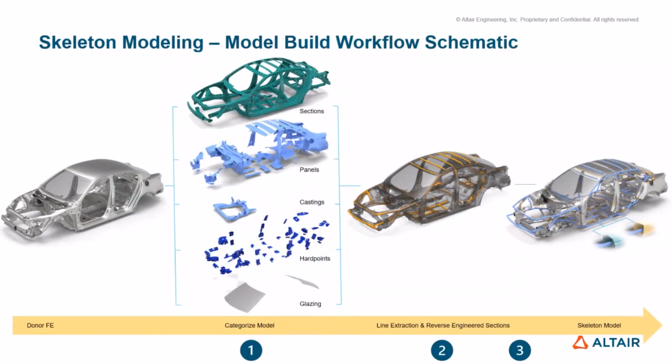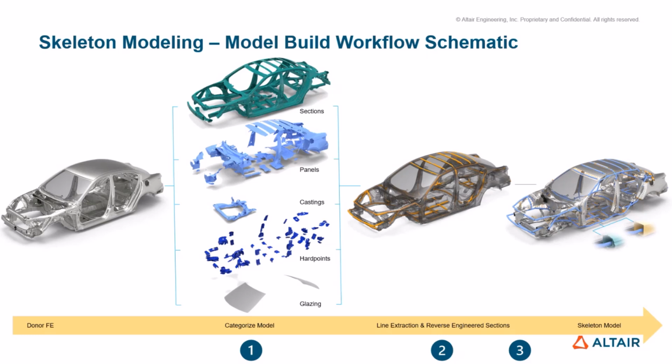So how have we done that? Well, we've added a lot of capabilities in Core. And so just taking this example, going from donor, the first capability we've added is categorize. So we can now take a body in white model and we organize the model into sections, which is really the key component to the next step, which I'll talk about in just a second.